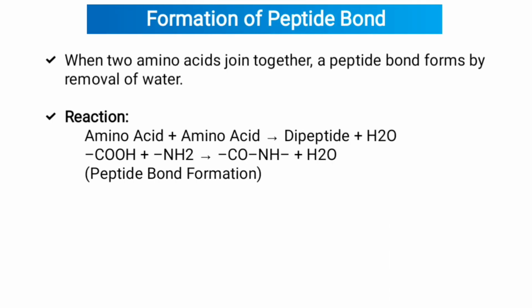Formation of peptide bond: when two amino acids join together, a peptide bond forms by removal of water. Reaction: amino acid plus amino acid gives dipeptide plus H2O. The -COOH plus -NH2 gives the -CO-NH- bond plus H2O. Peptide bond formation.